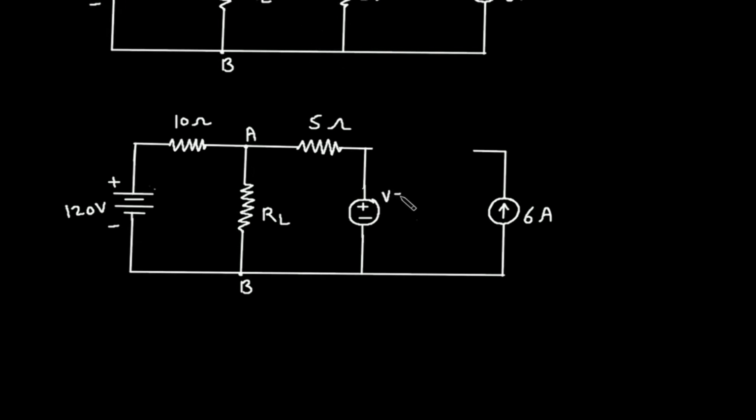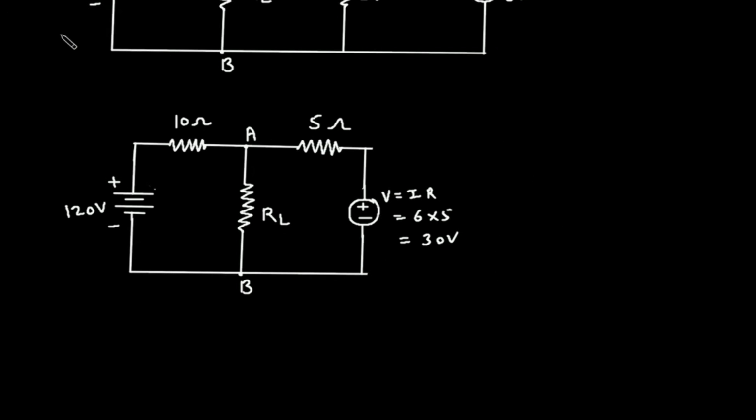Now we know that V is equal to I into R. I is 6 ampere into R is 5 ohm. So this will be 30 volt. Now for maximum power transfer to take place, RL should be equal to RTH. RTH is the Thevenin's resistance. So we can find this Thevenin's resistance.